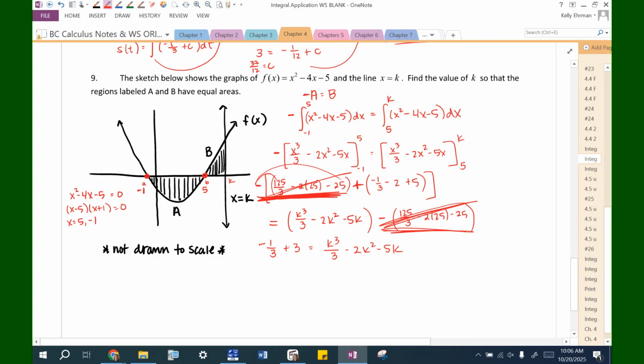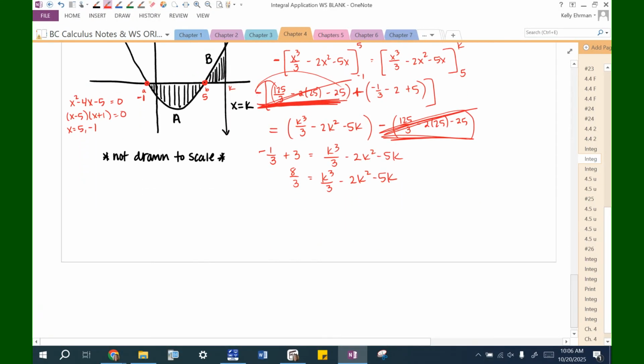All right, let's do this math here. This is 9 over 3, so this is 8/3 equals k to the third over 3 minus 2k squared minus 5k. Let's multiply this by 3. 8 equals k to the third minus 6k squared minus 15k. All right, I multiplied everything by 3. And let's see, get this equal to 0.